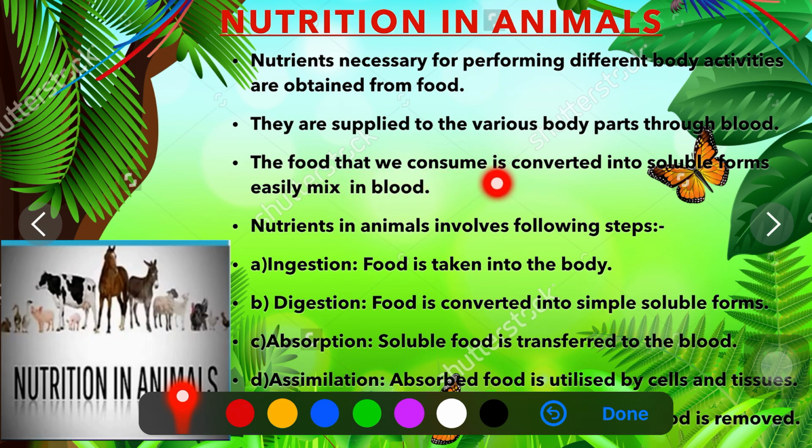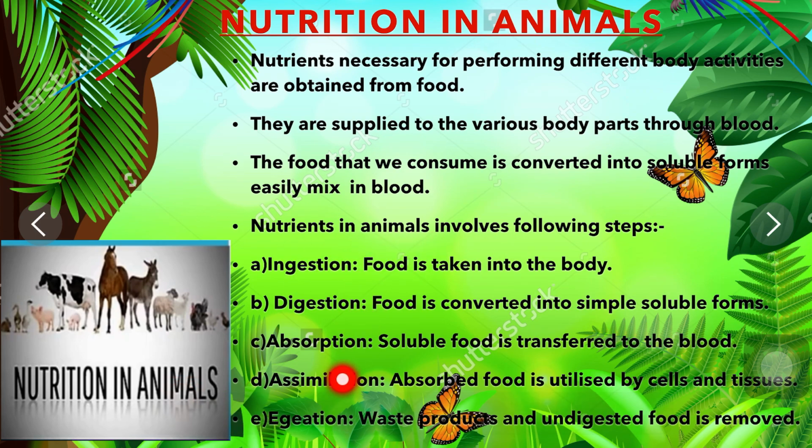The food that we consume does not mix with blood as it is. As we eat the food, it will not directly get mixed with the blood. It needs some process to get mixed with the blood. So first it needs to be converted into soluble forms that can easily mix with blood. So for that, nutrition in animals involves various steps from ingestion to egestion. Ingestion to egestion.